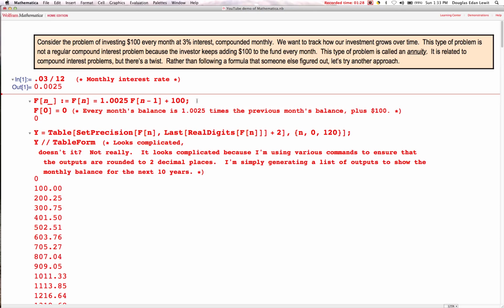We don't have to follow a specific formula, but let's think about this. Every month's balance is going to be 1.0025 times the last month's balance plus $100. So this part over here, if you're looking at my cursor, is the part that resembles a geometric series, because every term is multiplied by 1.0025 to find the next term. This part here resembles an arithmetic series because you're adding $100. So this problem is kind of geometric and arithmetic. It's related to both.